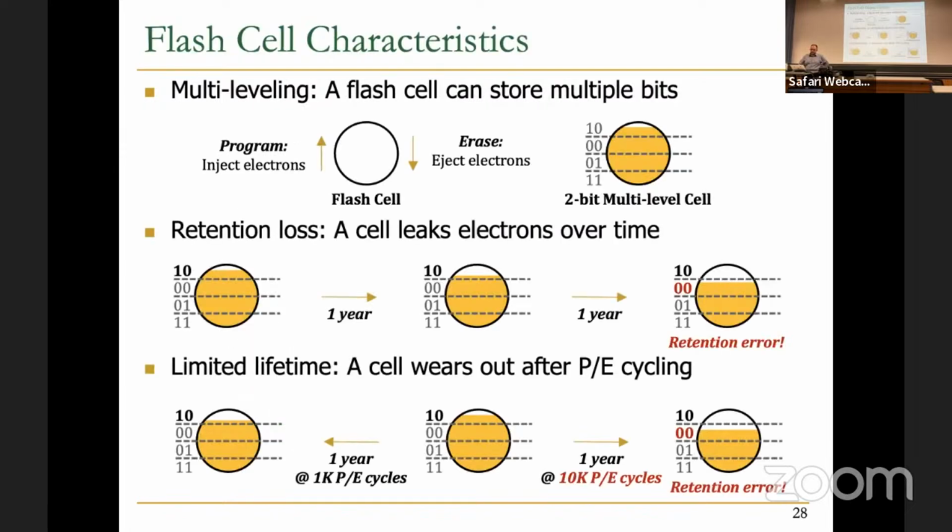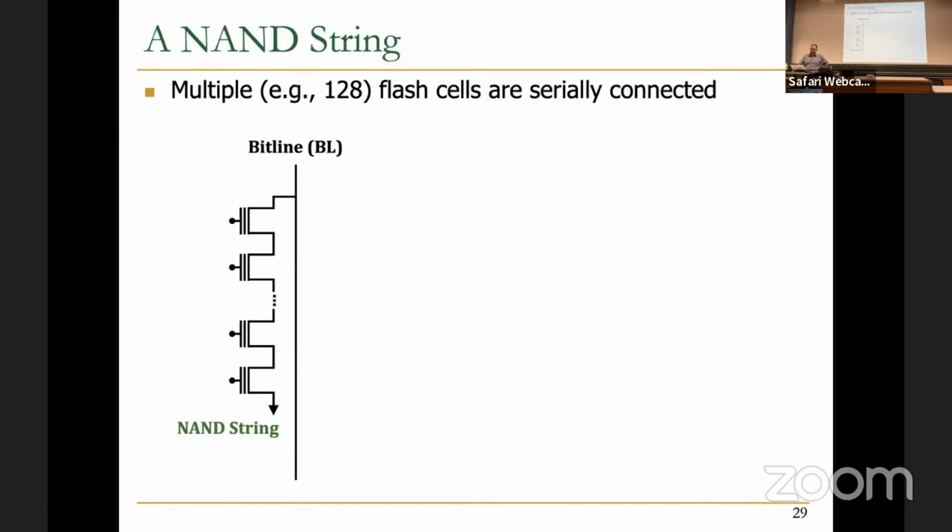So this is a flash cell, and we have a NAND string, made of multiple flash cells. An example can be 128. There are also other numbers depending on the product. These multiple flash cells are serially connected in a NAND string, and then this NAND string is connected to a bit line, essentially.